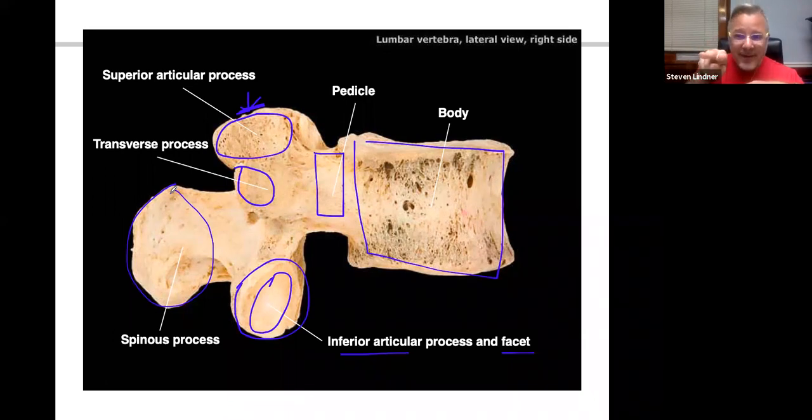When you see bifid spinous processes, that's a cervical vertebra. When you look at the spinous processes of the thoracic vertebrae, it's like a nose. It projects downward. The spinous processes of the thoracic vertebra project downward. You can see that. Whereas the transverse processes go upward. That's a unique feature.